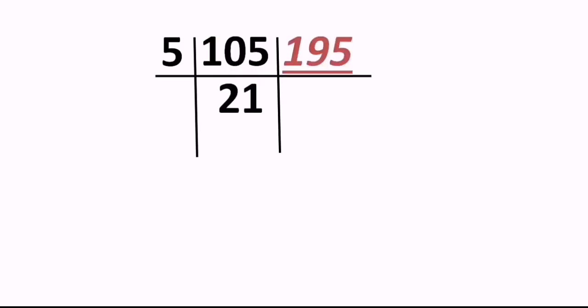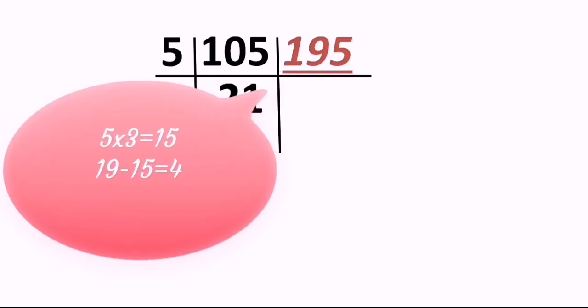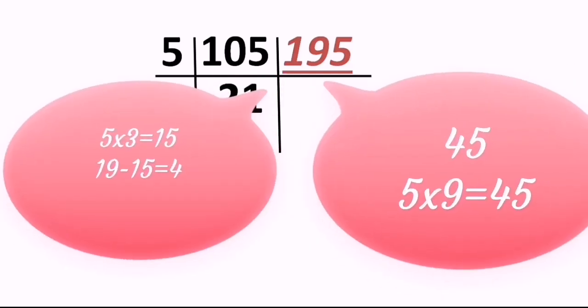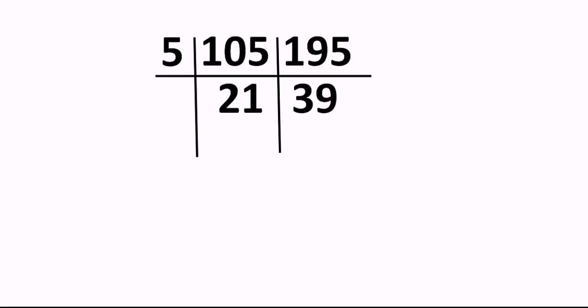And the other number is 195. When divided by 5, we get 5 3s are 15. That leaves 4 as a remainder, and that makes the number 45, and 5 9s are 45. So our answer will be 39, right? Now think, 21 and 39 should be divisible by the same number, and preferably a prime number, right? So which is the number that comes to your mind? Any idea?